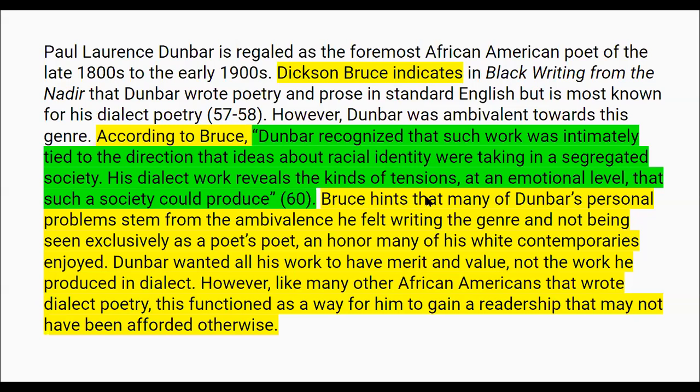Bruce hints that many of Dunbar's personal problems stem from the ambivalence he felt writing the genre and not being seen exclusively as a poet's poet, and so on. But you can see after the direct quote highlighted in green that the writing highlighted in yellow functions as an analysis and synthesis of Bruce's quote.